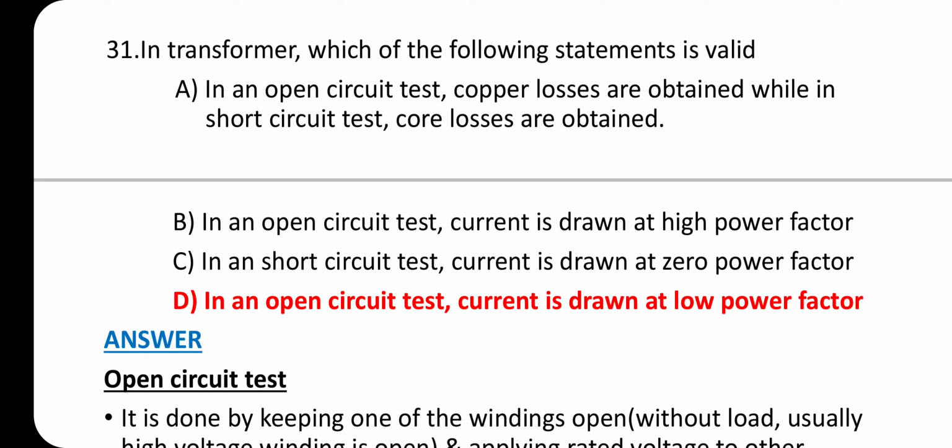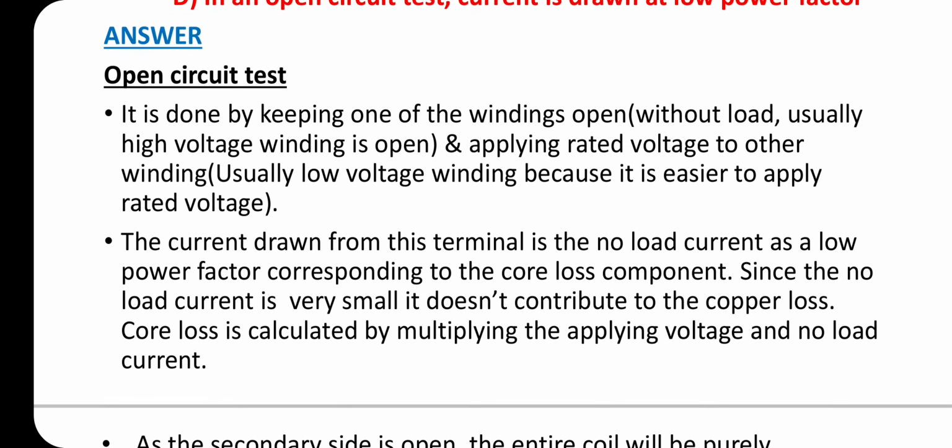Question number 31. In a transformer, which of the following statements is valid? Answer is option D. In an open circuit test, current is drawn at low power factor.